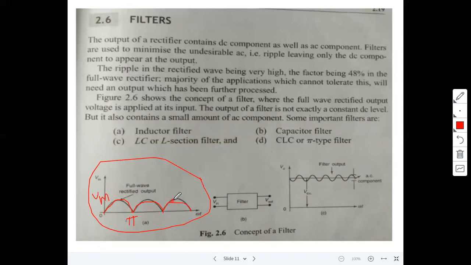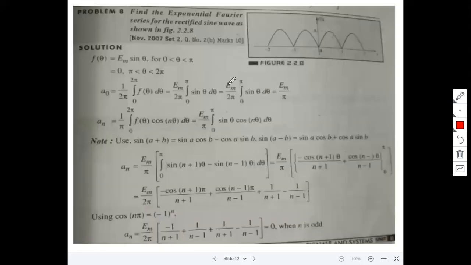By using Fourier series, we can easily derive the expressions for DC components and AC components separately in the given output waveform, right? This is the full wave rectifier output. For this one, find the exponential Fourier series for the rectified sine wave as shown in the figure. This is the signal. It is a rectified output signal, right?